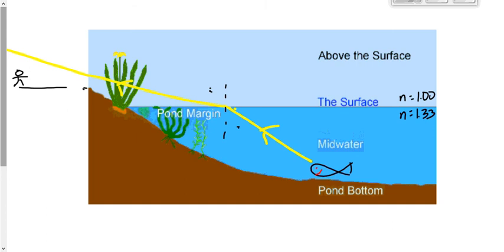Now that doesn't mean that he doesn't see the fish because there's millions of rays of light that are coming off of this fish, right? This was just one of them. He no longer sees this ray, however. But there's millions of other rays. Let's take a look at another one. Here's another ray. Maybe this one refracts into his eyes, right?